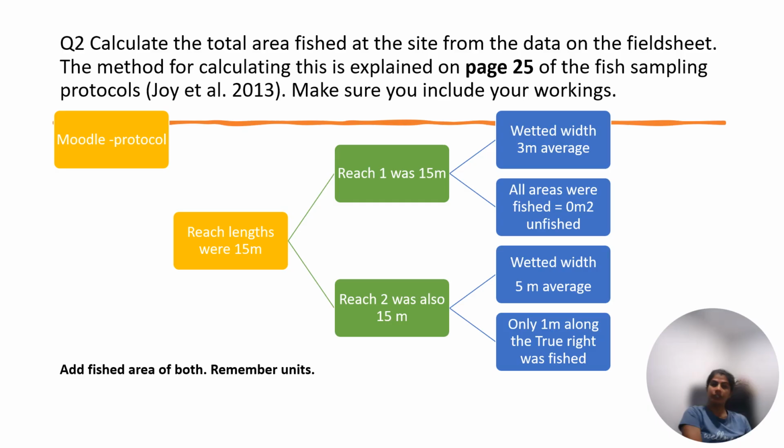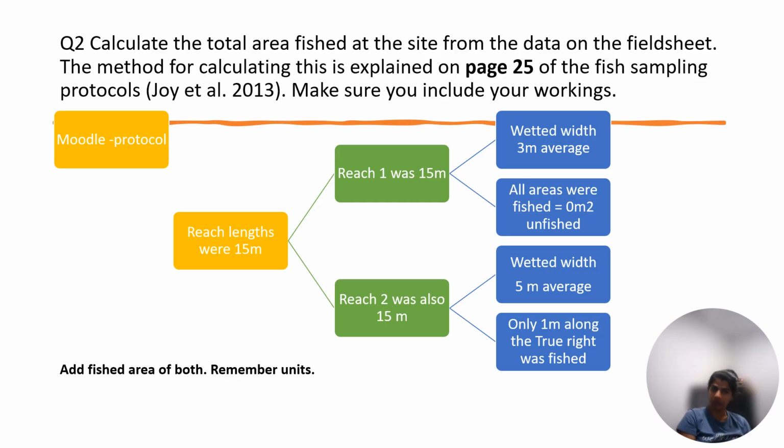Then question 2 asks you to calculate the total area fished. So first is the area that you were working on, your survey site, and then there could have been area that you didn't fish or you did fish. In the first reach, that was a 15-meter length, and I remember we completely fished it all. There was no unfished area, but in the second one, we only fished 1 meter along the true right bank, and so there was more unfished area.